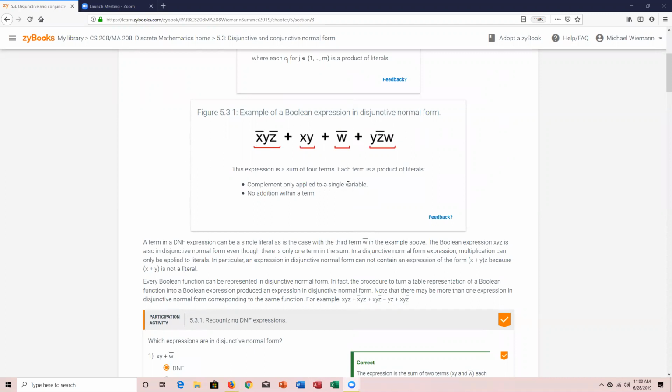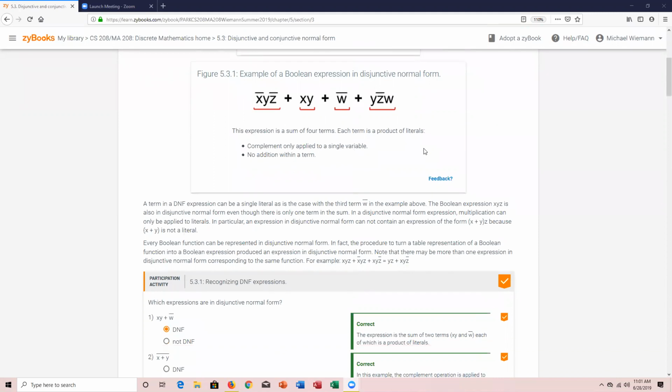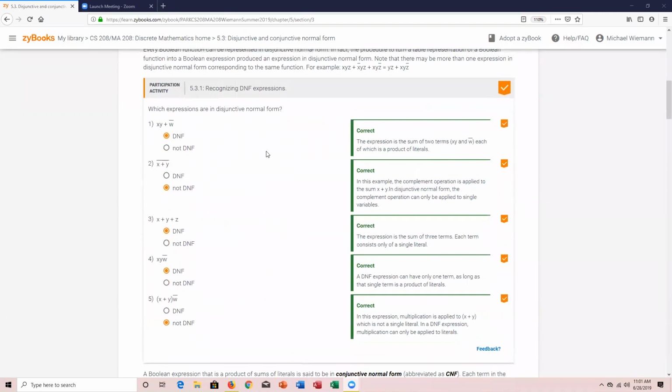You can't have a bar over an entire x plus y and then negate the whole thing. You could apply De Morgan's law to get it in that format. However, if it's written with a bar over the entire top, that is not DNF, and you're going to see that in one of the examples coming up. So no addition inside of a single term. If it was grouped together inside of parentheses, that's also going to cause it to fail. So let's look at some examples here.